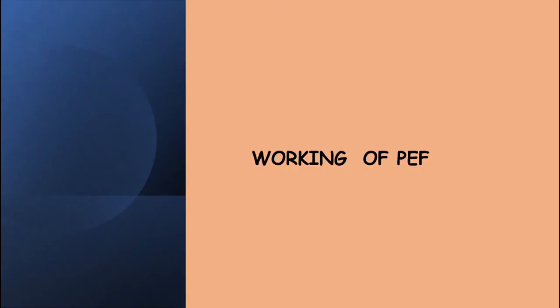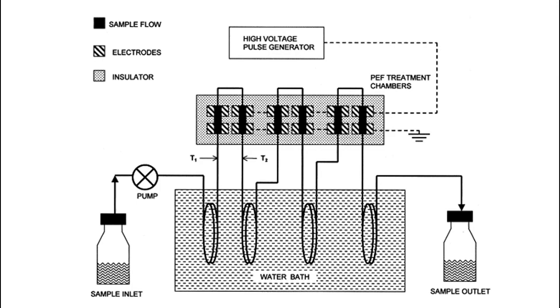PEF processing involves application of microsecond high voltage pulses in the order of 10 to 60 kilovolts. The high voltage pulses applied induce pores in cell membranes, causing a loss of barrier function, leakage of intracellular content, and loss of vitality. The treatment is applied continuously in a chamber with a set of multiple electrodes. While being pumped, that is liquids or semi-viscous liquids, or transported, that is solids, through the treatment chamber, the product is exposed to high voltage pulses.